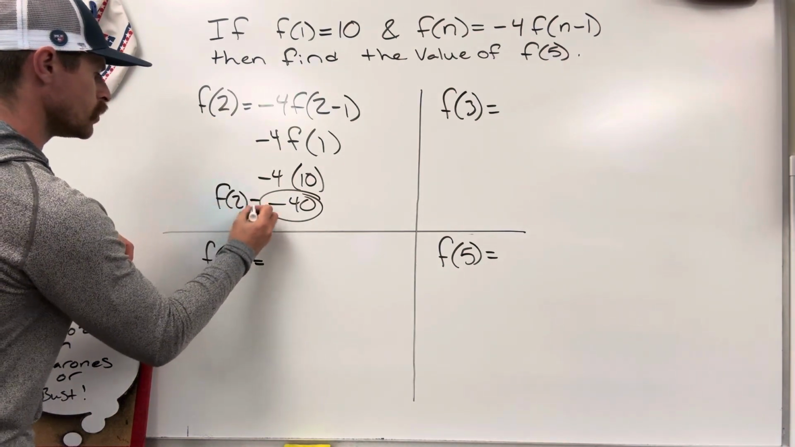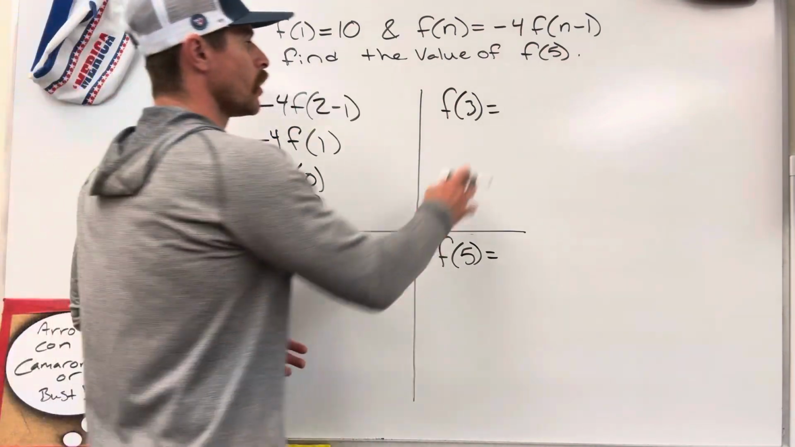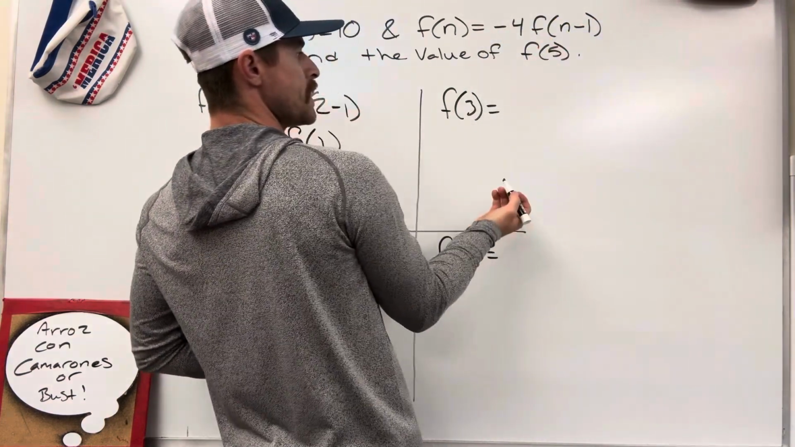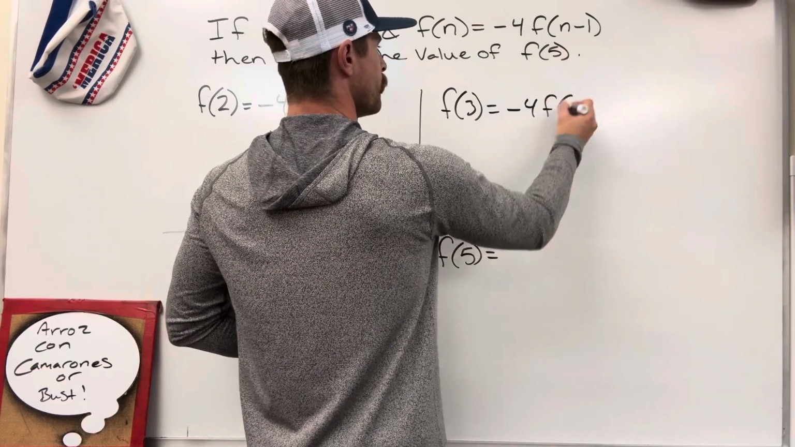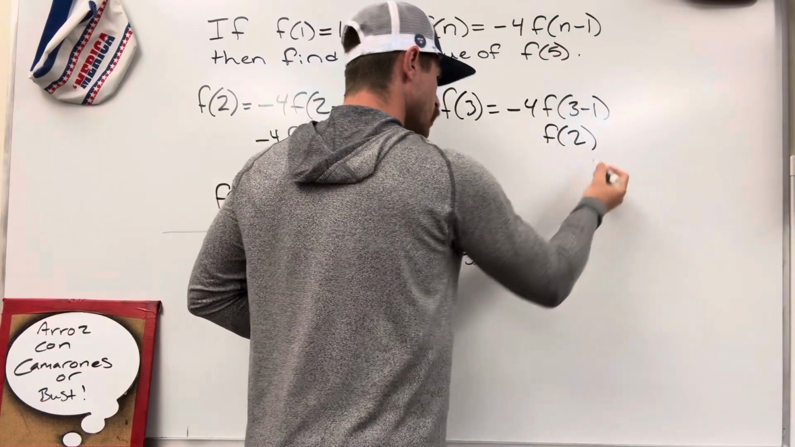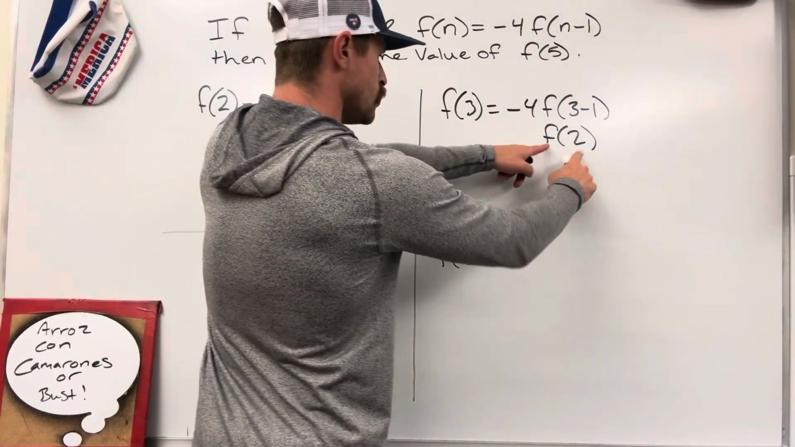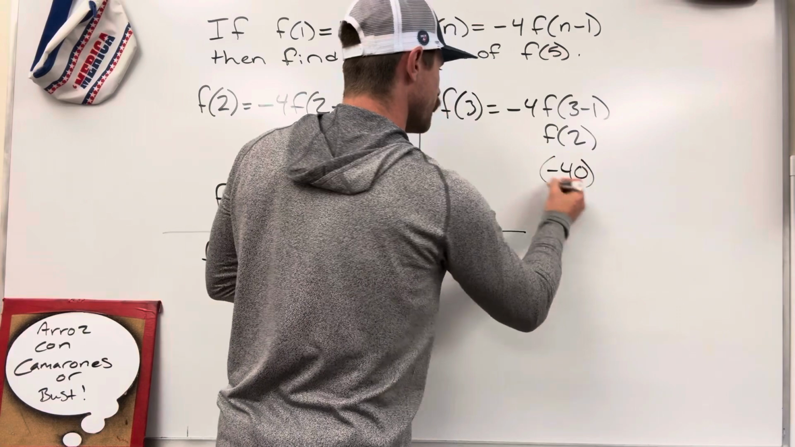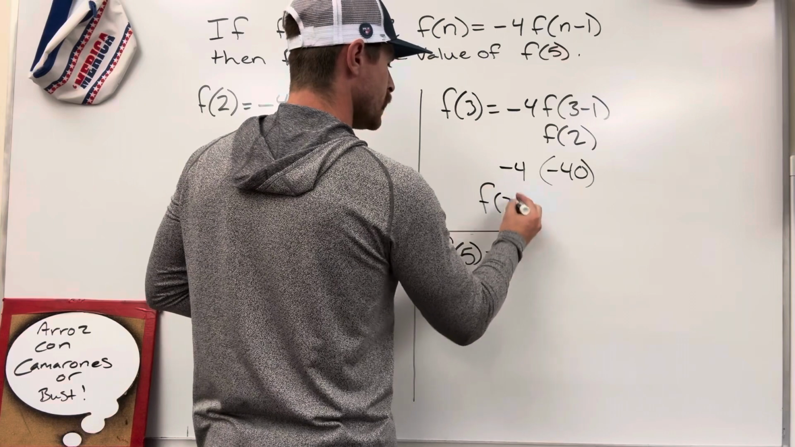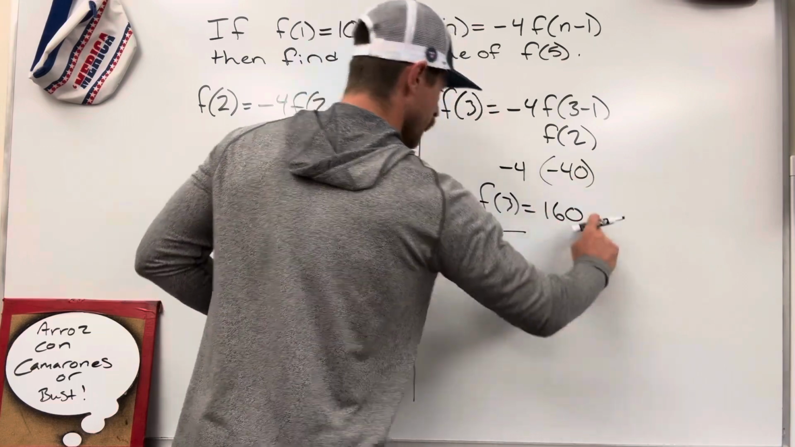We now know f of 2 is equal to negative 40, and when we go to work out f of 3, we're going to need f of 2. So I go over here, I say f of 3 is negative 4 times f of n minus 1, but I'm going to change the n to a 3. Negative 4 times f of 3 minus 1. 3 minus 1 gives me, you guessed it, f of 2. Well, we just figured out what f of 2 was. It's negative 40, so we're going to use negative 40 in place of that f of 2. We're going to be multiplying that by negative 4, and that's going to give me f of 3's value of 160. Positive, because negative times a negative makes a positive.